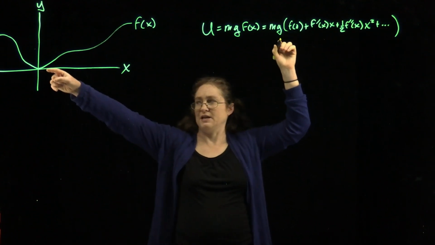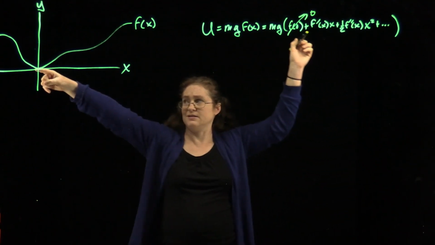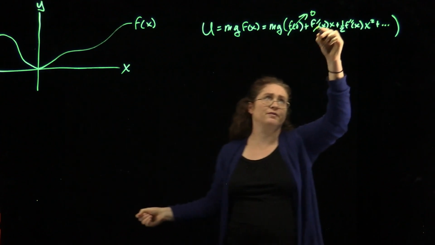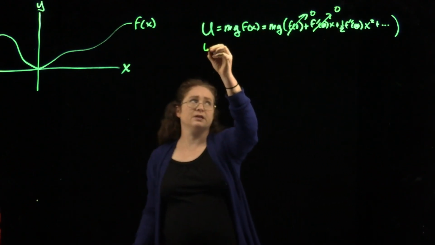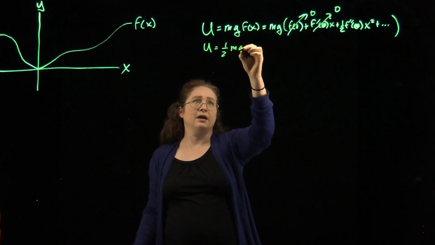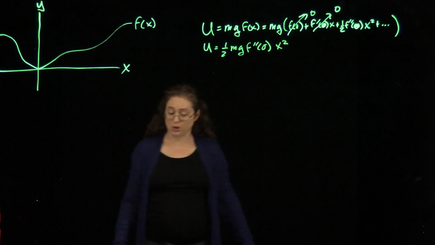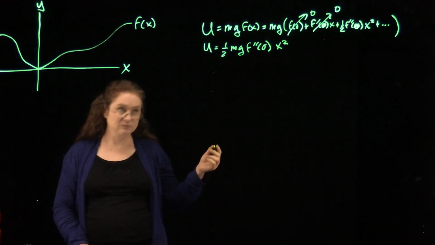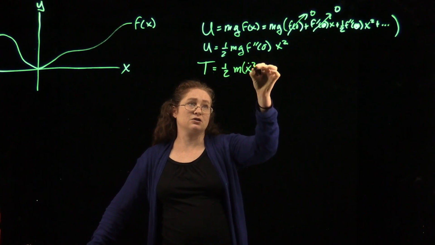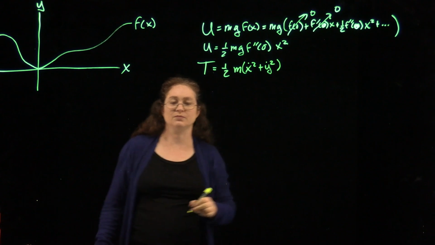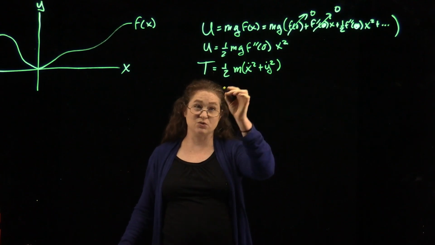Now, we have set our coordinate system so that this is 0 at the low point, and this is a minimum, so the first derivative is 0, as it should be. The first derivative is 0, so we are left with U equals 1/2 mg f double prime evaluated at 0 times x squared. So this has the same form as the potential for a one-dimensional mass on a spring. The kinetic energy is 1/2 m (x dot squared plus y dot squared). I want to write things in terms of x dot squared, so I'm going to try to write y dot squared in terms of x dot squared.